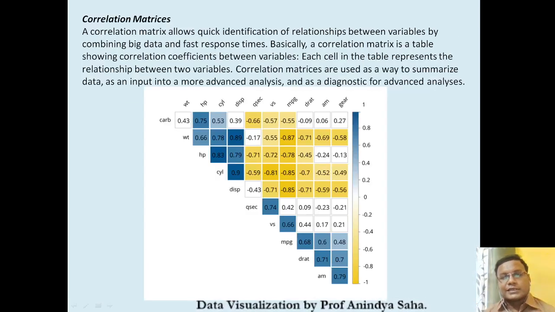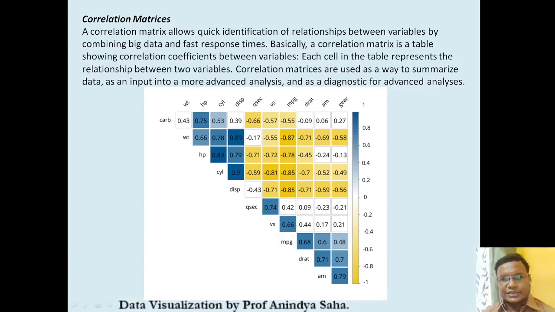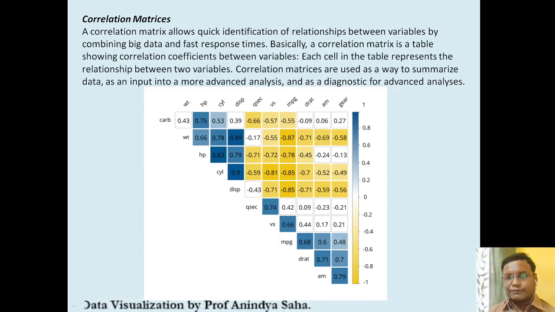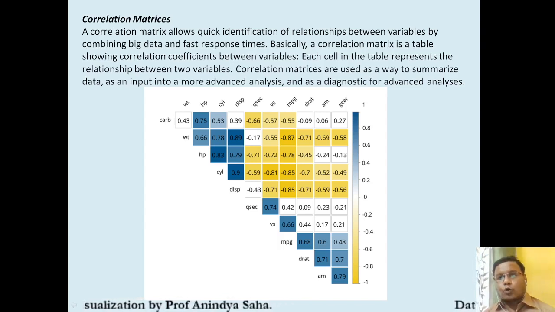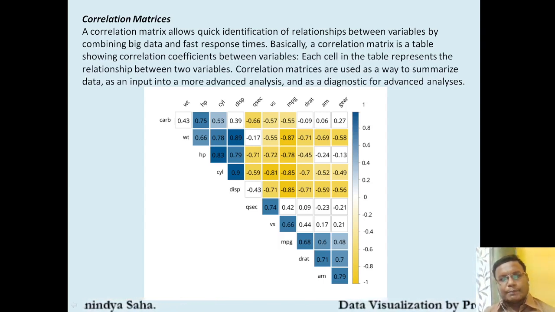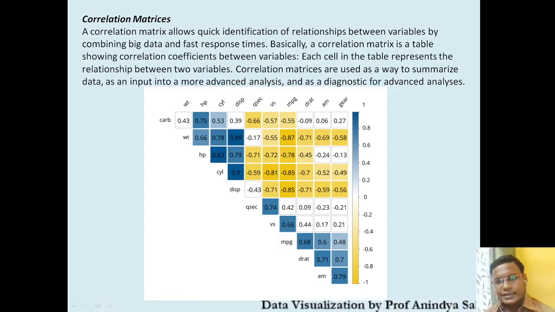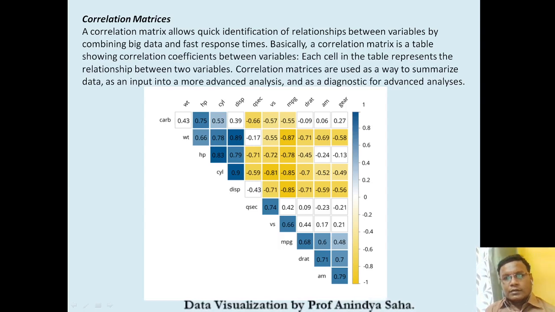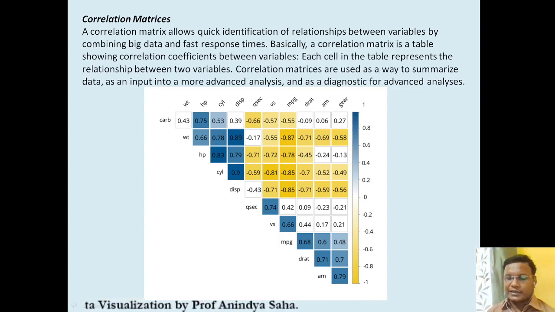Okay, now the correlation matrix is very important, as it allows quick identification of relationships between variables by combining big data and fast response times. Basically, a correlation matrix is a table showing the correlation coefficients between variables. Each cell in the table represents the relationship between two variables, like CARB 0.8, WT 0.6, HP 0.4. Correlation matrices are used as a way to summarize the data, as an input into more relevant analysis, diagnosis and advanced analysis.